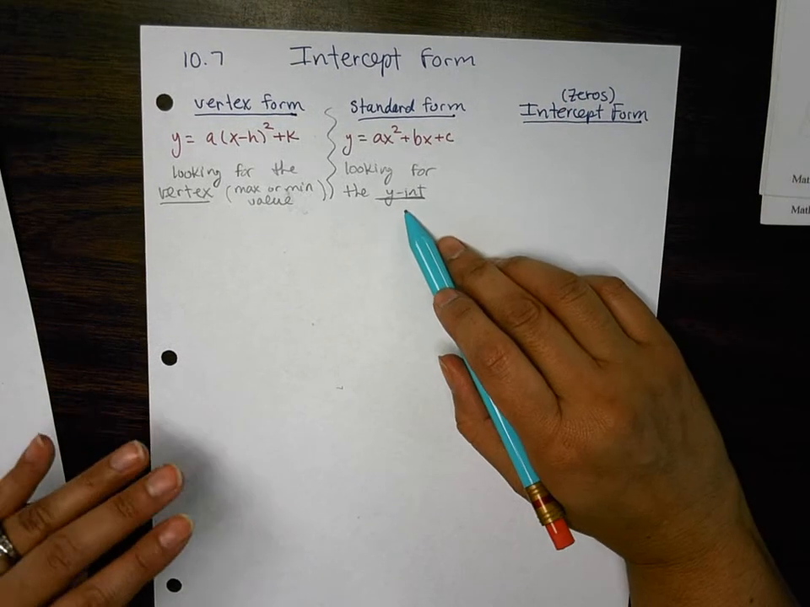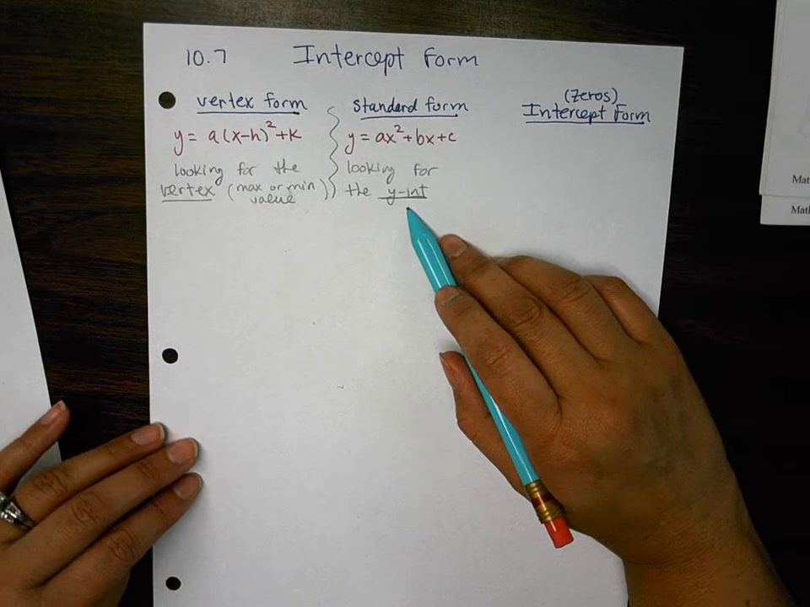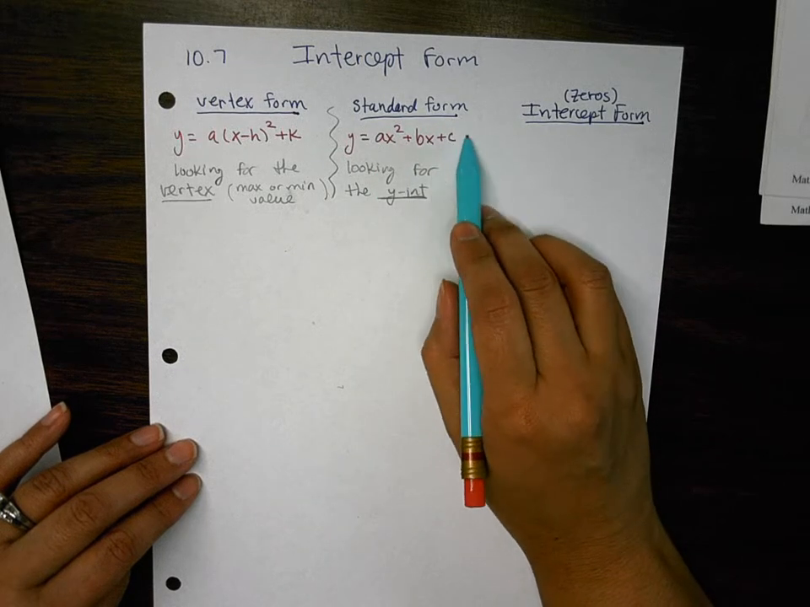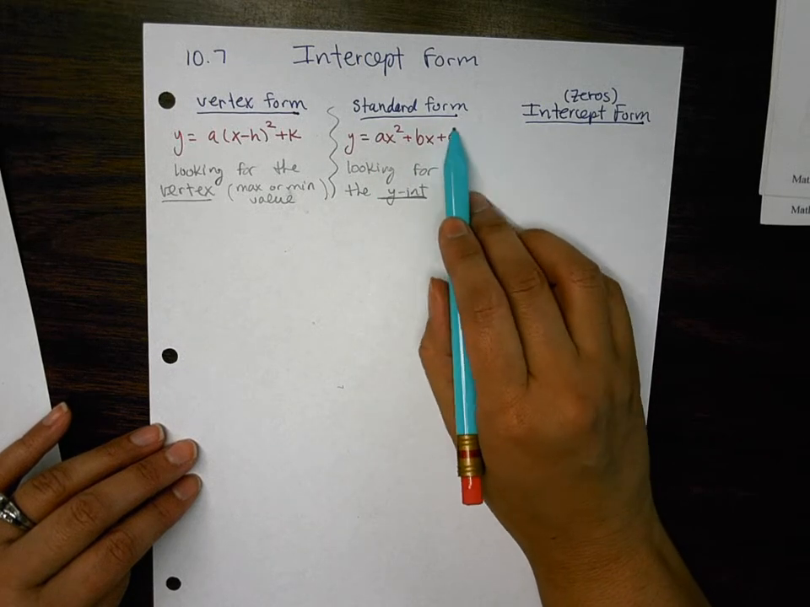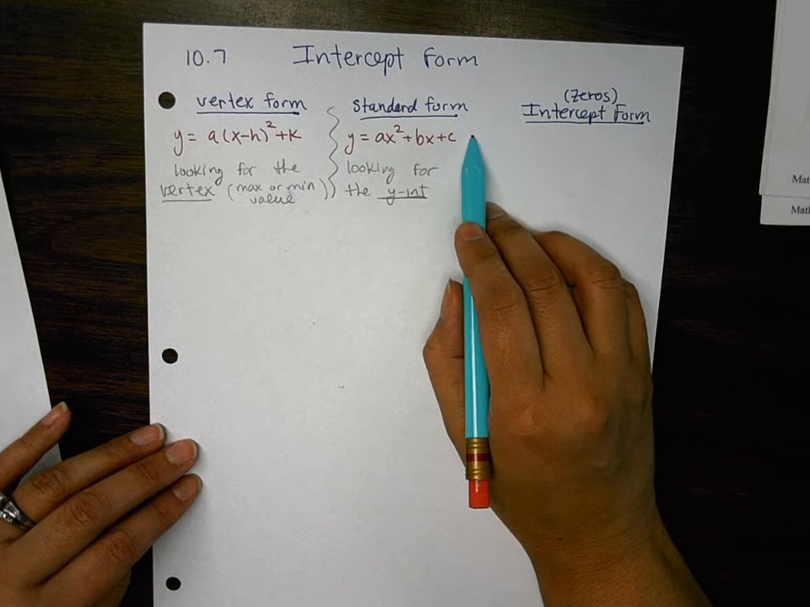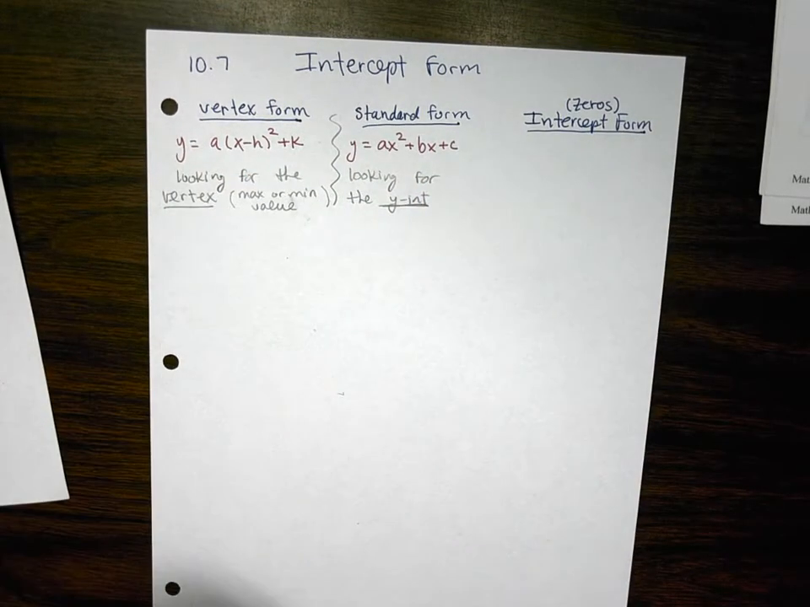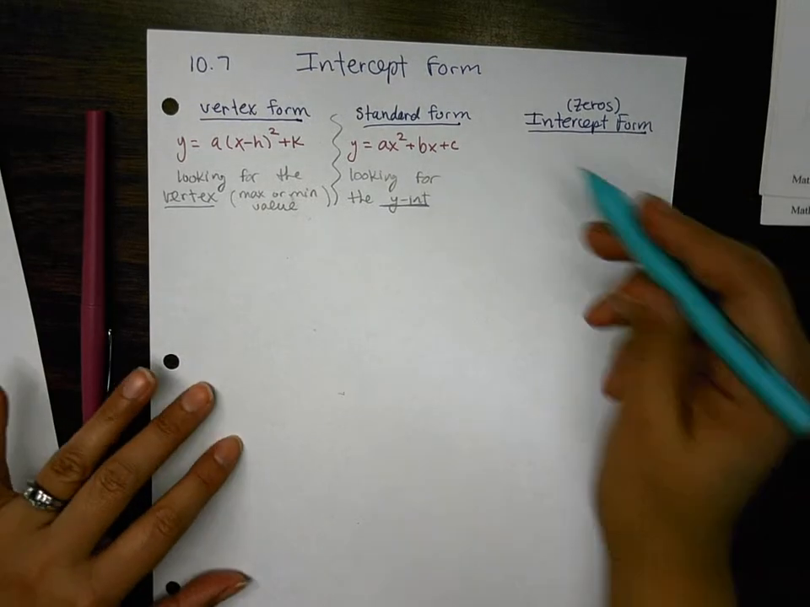Who remembers why this works out nicely? When I'm looking for y-intercepts, what do I plug in for x? 0. So if I plug in 0 there and 0 there, what's going to always be left over? The c, the constant. Whatever's at the end is always going to be your y-intercept. Only when it's in standard form, not this form.